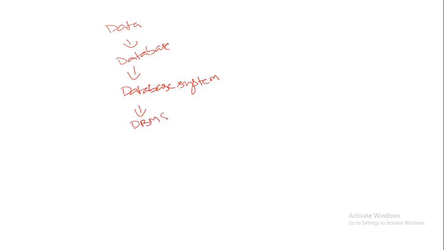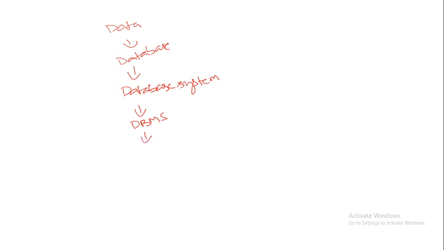Okay, in the last class, we have seen what is data. Then what are the different types of data we have, like audio, video, and all these things, and what is a database. From there we have described what is a database system. From there we have also come to know about DBMS, database management systems.